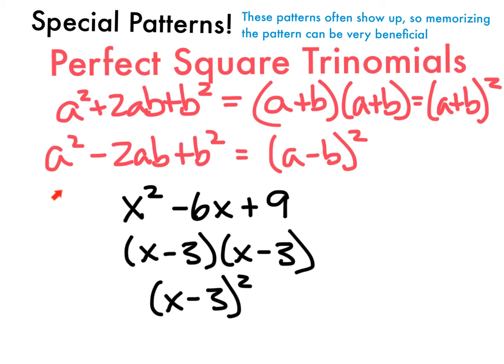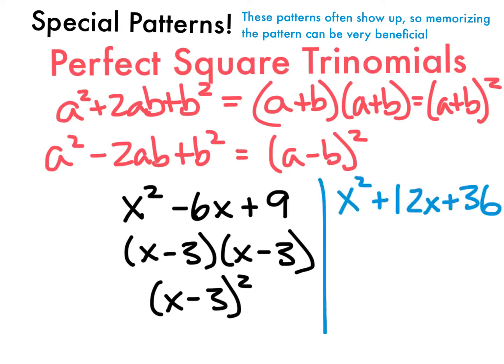Let's see. That'd be x squared for the a squared. Negative 3 squared is the positive 9. And then here we have negative 2ab. Well, what's negative 2 times x times negative 3? Well, that's negative 6x. So this is a perfect square trinomial.